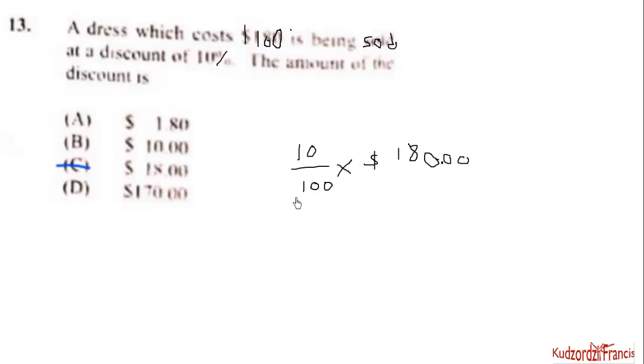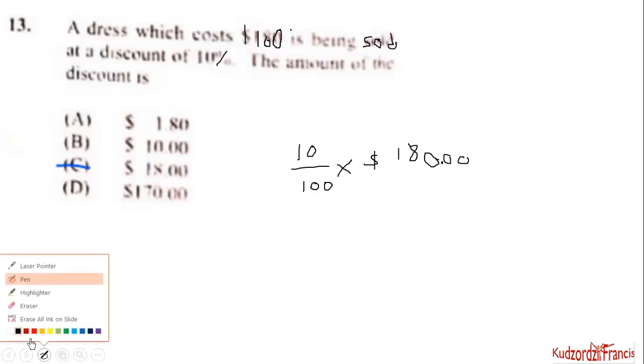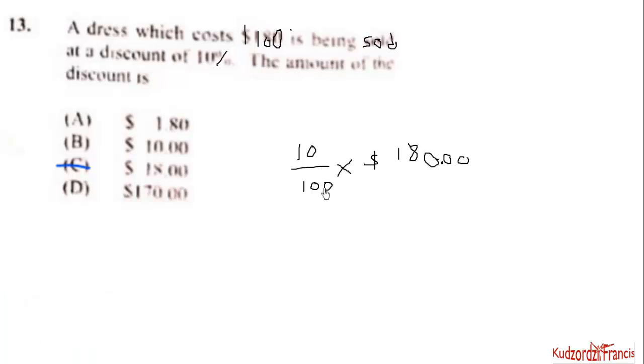So let's simplify this. Let's go step by step. 100 goes here, so we are left with 1 out of 10. 10 will go into 180 how many times? 18 times. So 1 times 18 will be $18. So the correct answer will be $18.